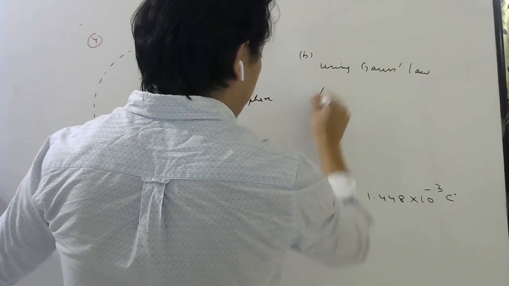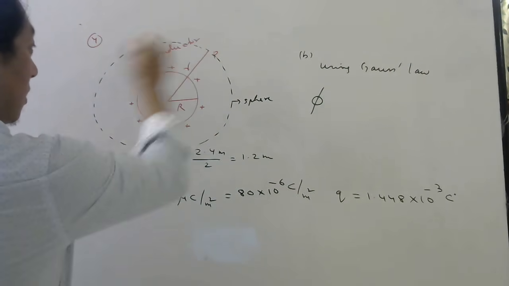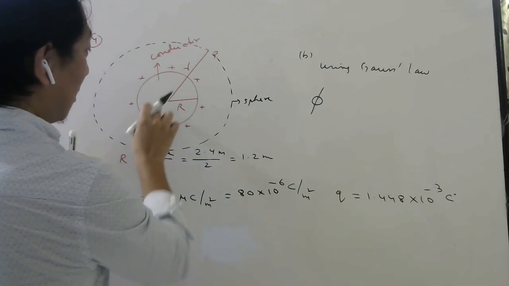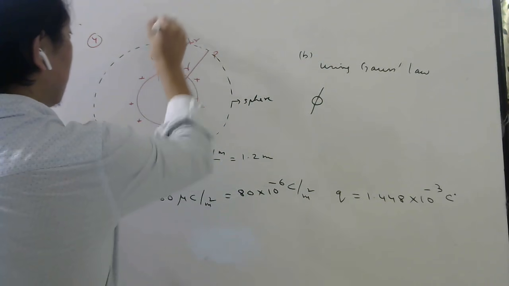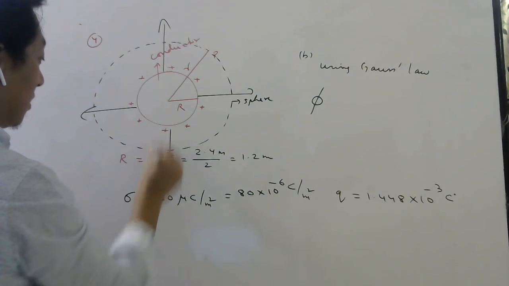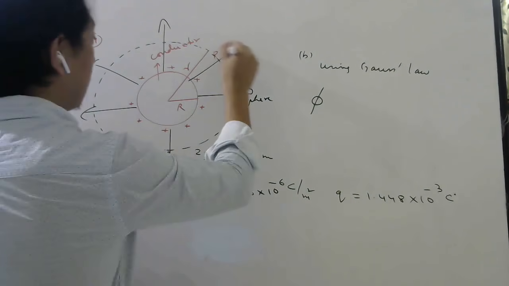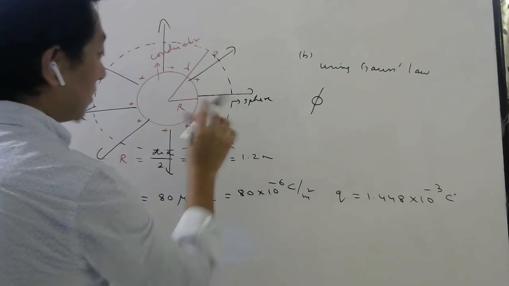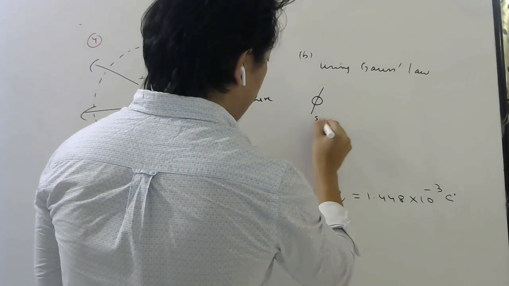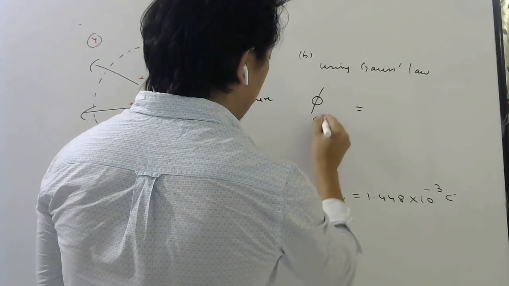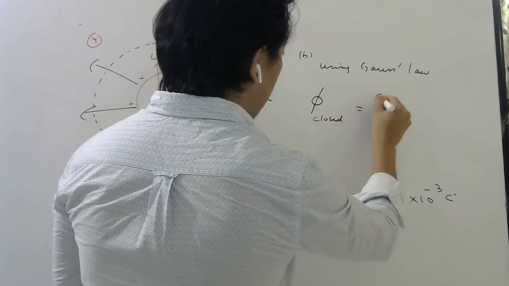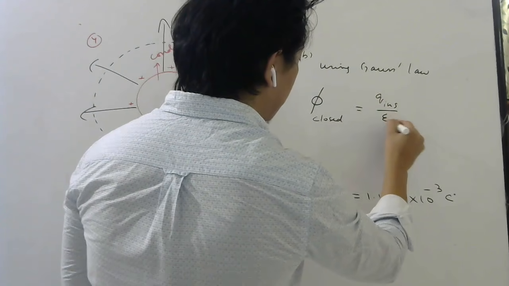So if I use Gauss law, the electric flux through this sphere, not this one, this is the charged conductor. They are asking these lines will go like this, no? So you can see lines are cutting the surface. Which surface? The surface that they have given in the question, this surface. So the flux through the closed surface is equal to charge inside divided by epsilon naught.